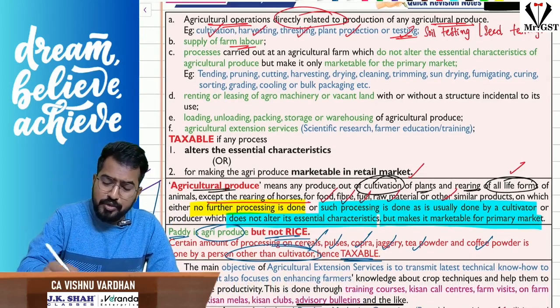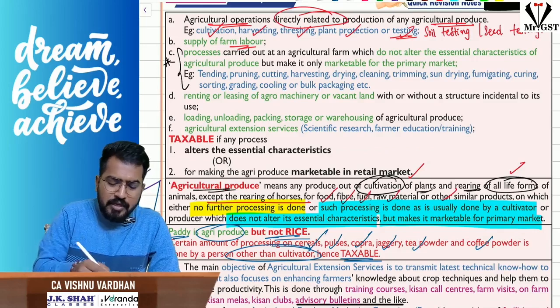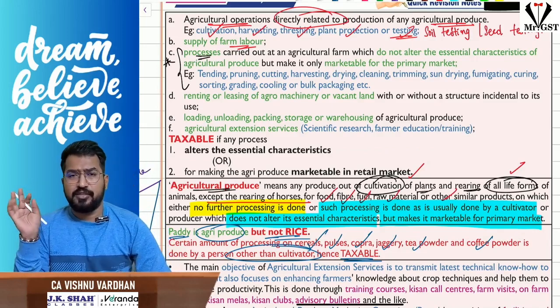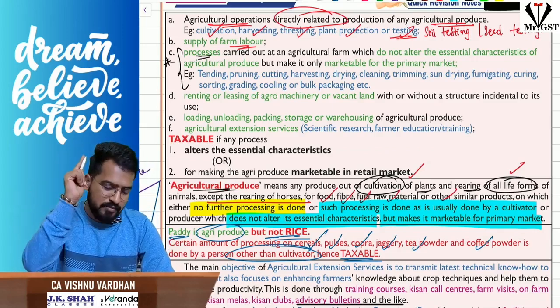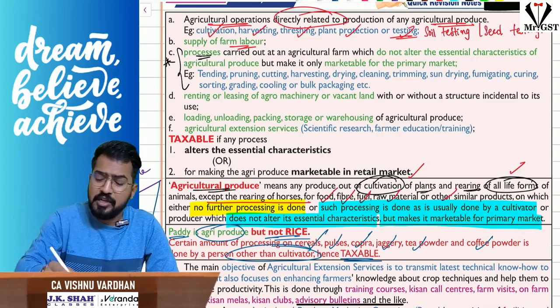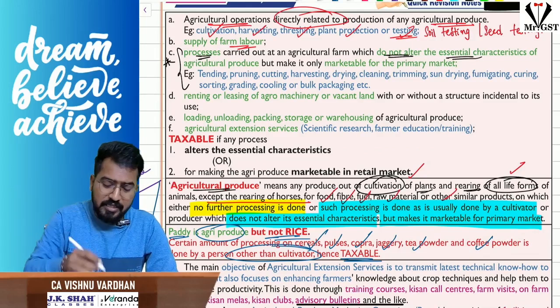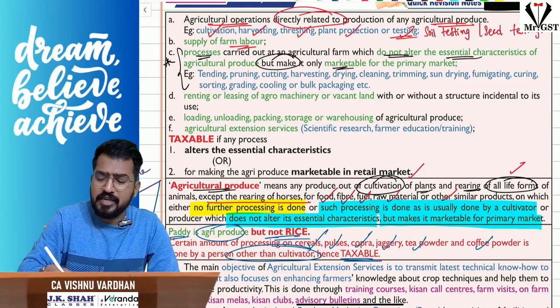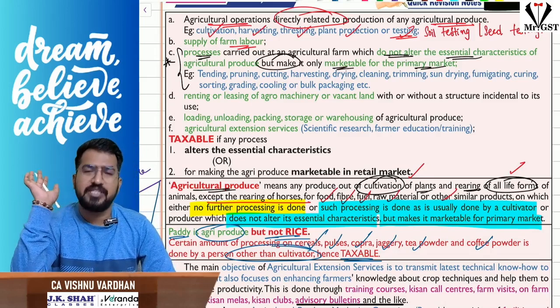And as I already told you, sir, you should not carry out any process on the agricultural produce. If you are doing any processing on the agricultural produce which is not altering the essential characteristic but makes it only marketable in the primary market, then it is very much exempt under GST.